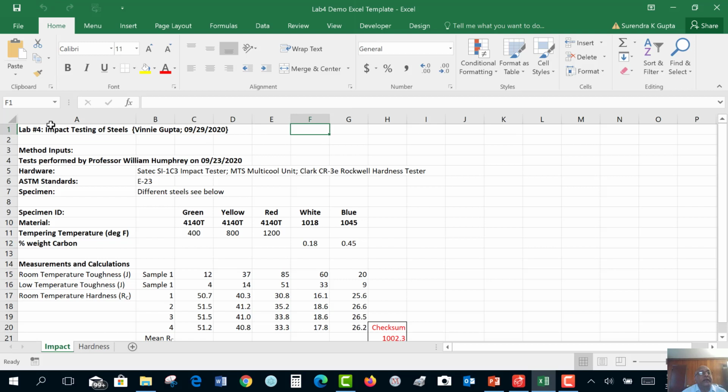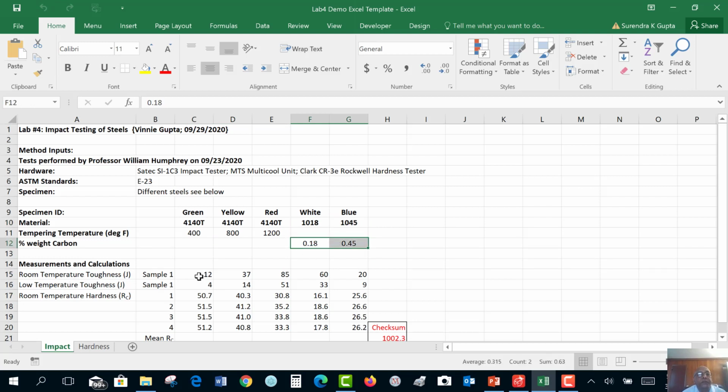So as usual, we have our title, we have our method inputs. These tests were performed in spring semester last year by Professor Humphrey. This was the hardware used, and ASTM standards. And I already told you about the different steels. So we have 5 steel samples. First 3 steel samples are 4140, tempered at these 3 different temperatures. Next 2 different carbon steels. These are the carbon contents.